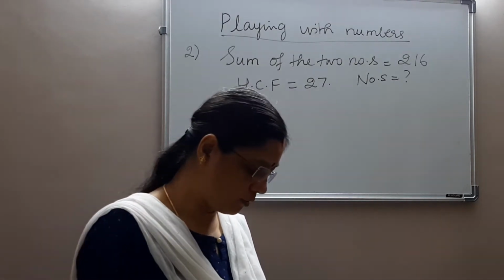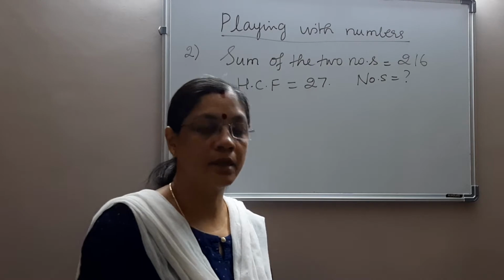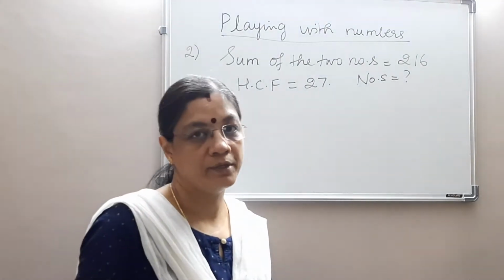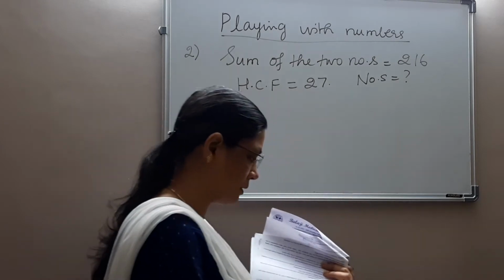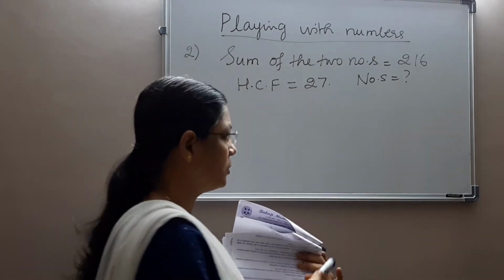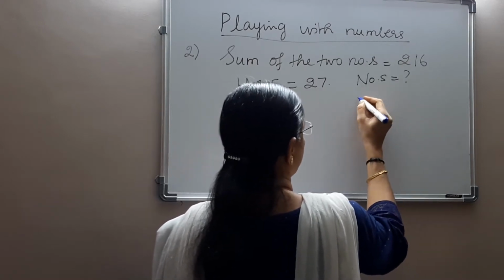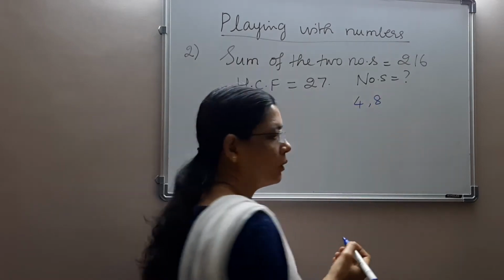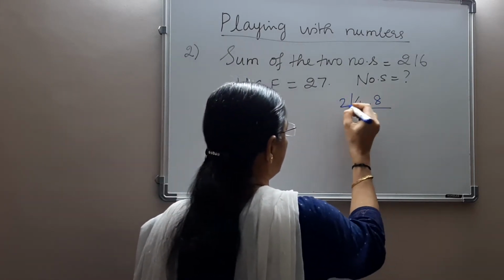Okay. So how do we find out the numbers when the sum of two numbers is given and the HCF is given? For that I will just explain you with a simple example so that it will be more clear for you. See, let us take 4 and 8. Okay, simple numbers, 4 and 8. I find the HCF for these two.